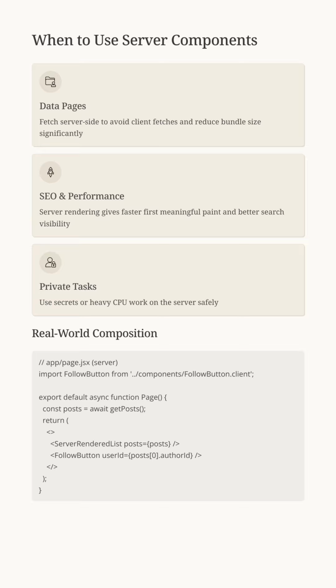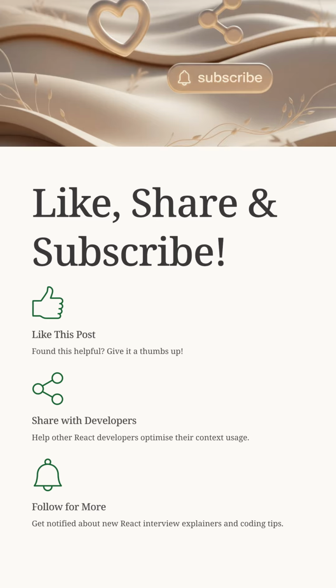In this real-world example, the page fetches posts on the server, renders them, and then includes a follow button as a client component for interactivity. This mix gives you the best of both worlds: fast server-rendered content with lightweight client interactions. Key takeaway: use server components by default for data and layout, and client components only when you need interactivity.